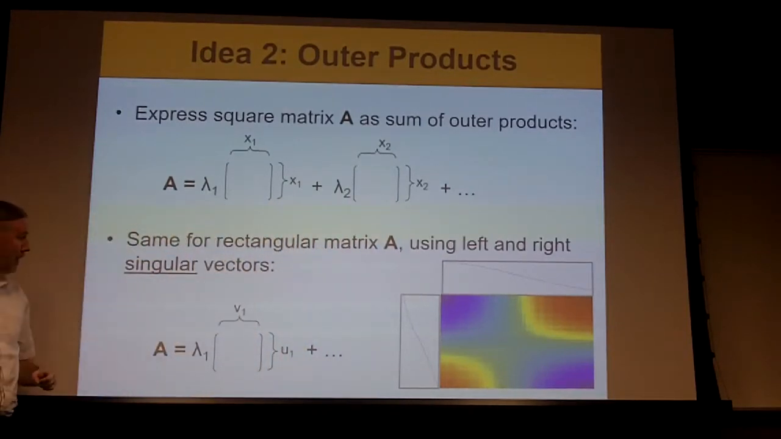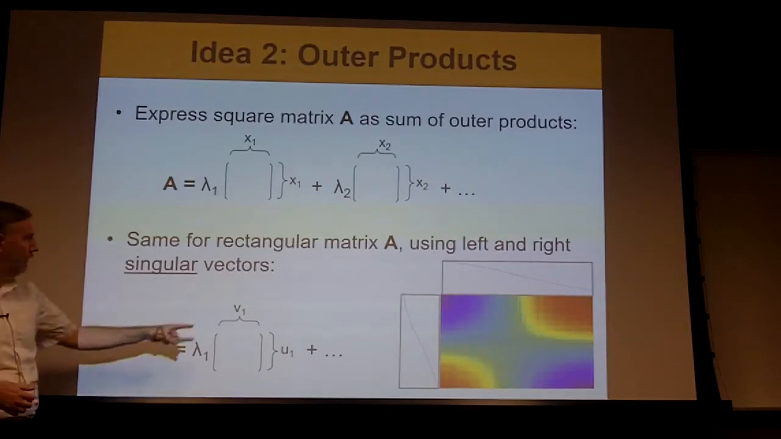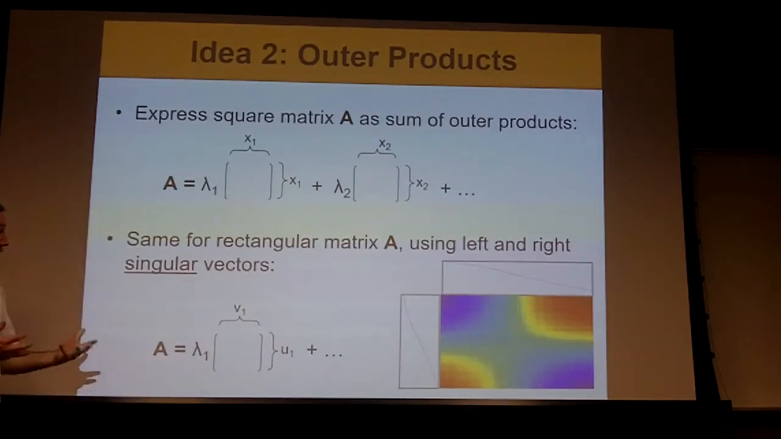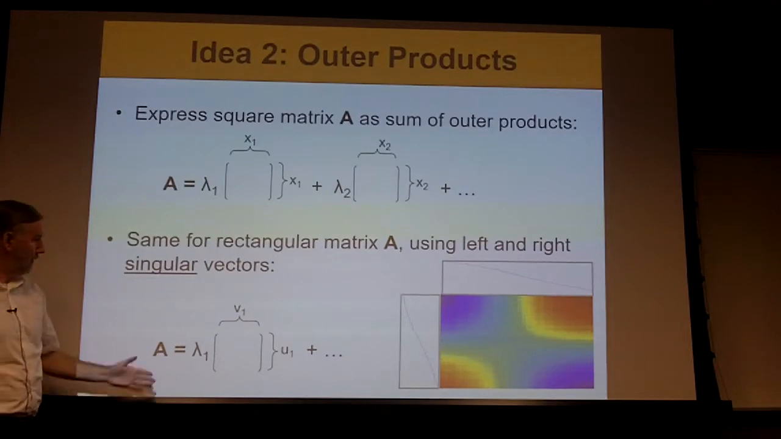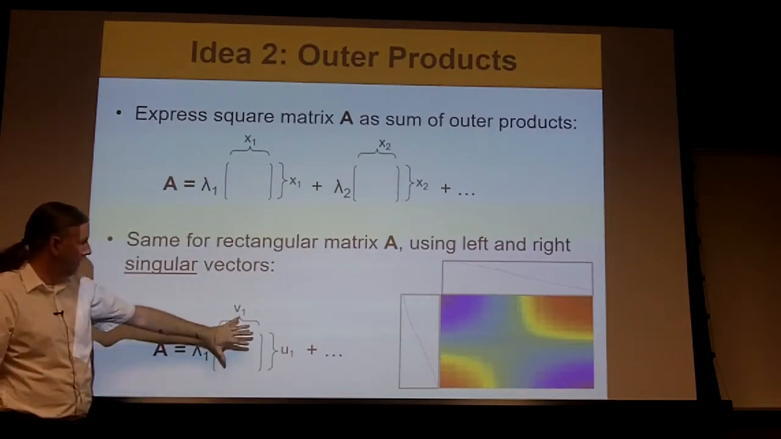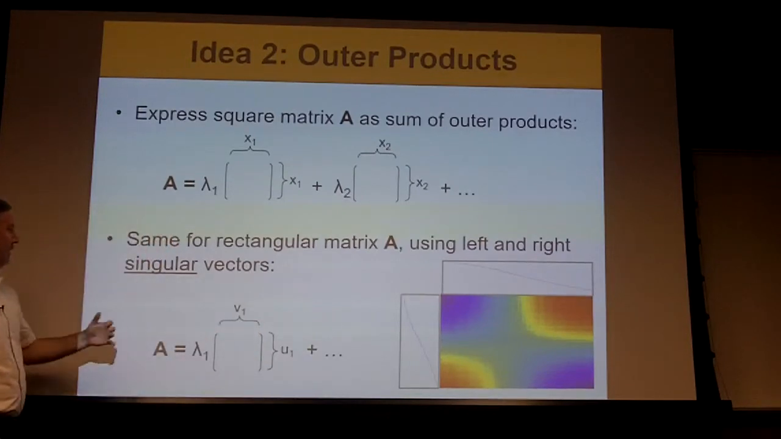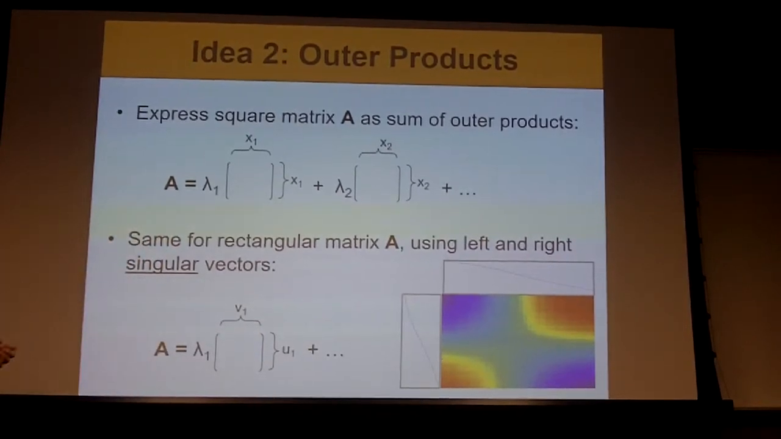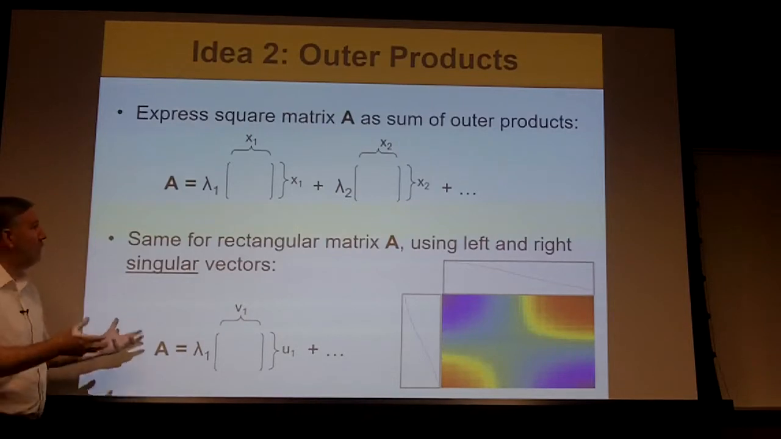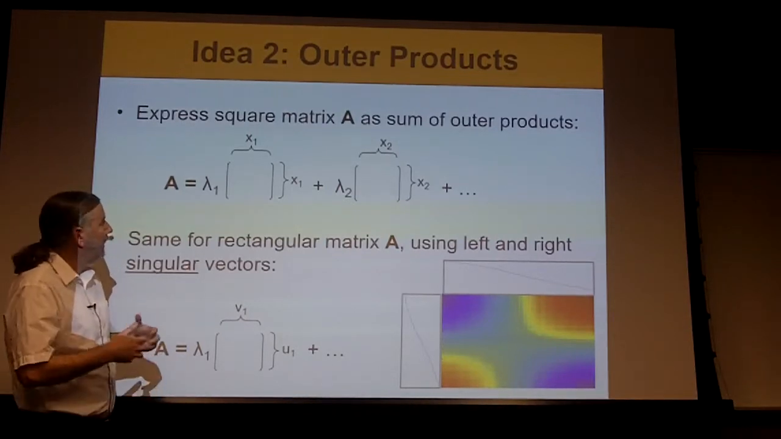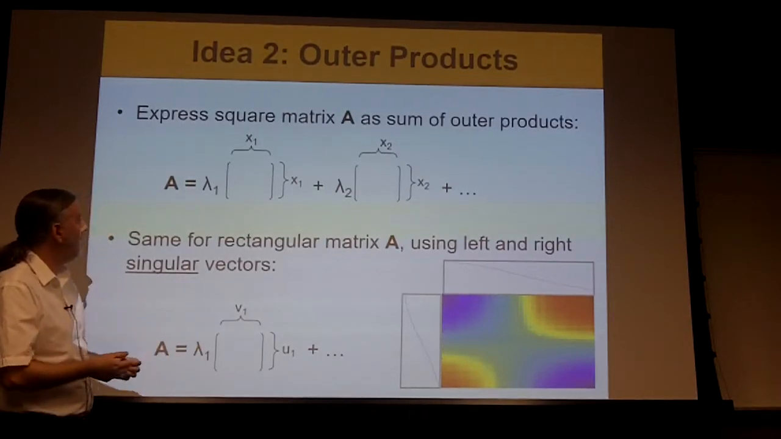If you have a rectangular matrix, the same thing works. It's just you use these pairs of eigenvectors from a singular value decomposition. So you have, again, first eigenvalue times an outer product based on the first pair of eigenvectors, and so on. So in any case, we can decompose a matrix. We can therefore think of a matrix in a much simpler way.